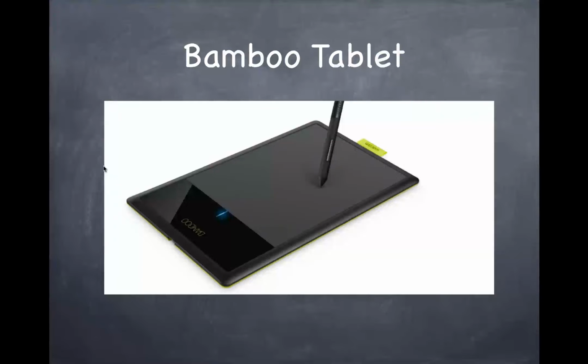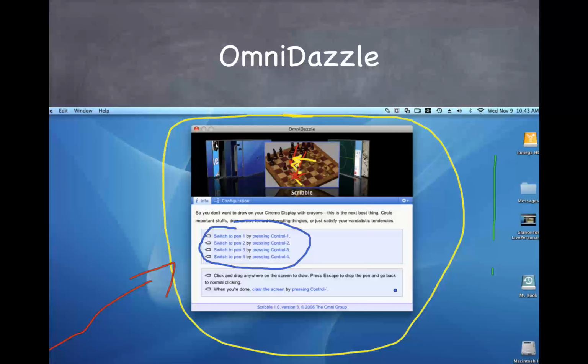And then you'll also need another free software. It's just an app that you can get called OmniDazzle, and it's for Mac only. You can use other things for PCs also, but this particular one allows you to make your pens different colors so that you can draw on the black background.